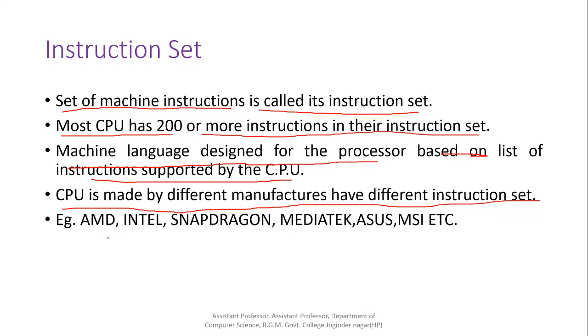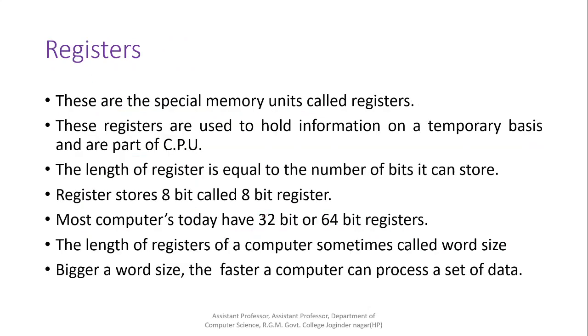Suppose in the market there are different kinds of CPU manufacturers. We have AMD, we have Intel chipset manufacturer, we have Snapdragon that is heavily used in mobile phones, we have the MediaTek chipset manufacturer, we have Asus, and we have MSI. All these manufacturers design their CPUs and all have their different instruction sets. So instruction sets are basically the set of machine instructions. Next I will discuss registers. Registers are special memory units.